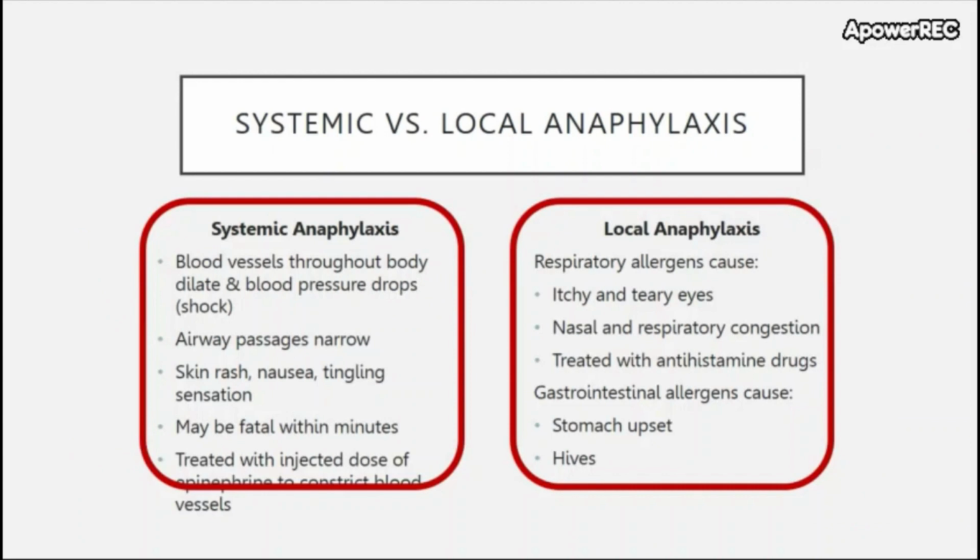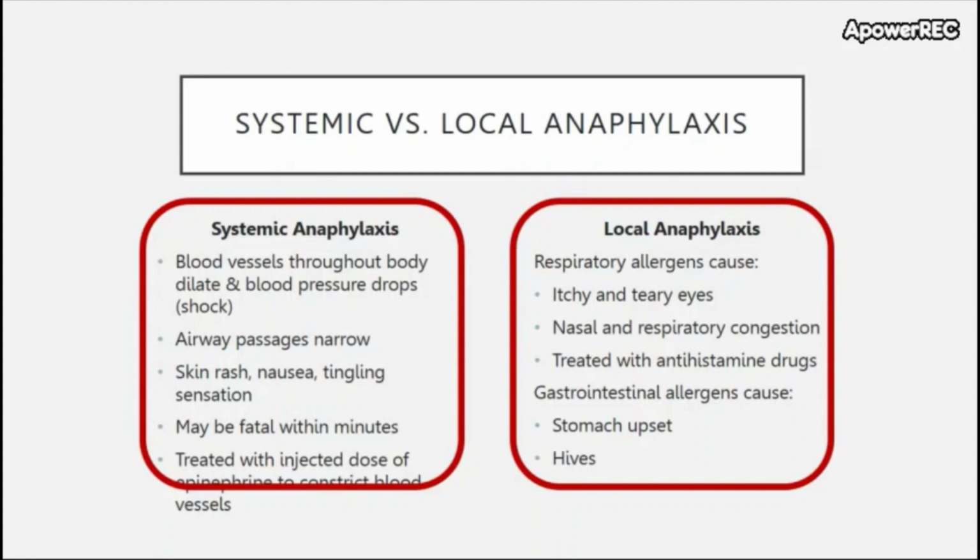So there are two different types of anaphylaxis. There's a systemic anaphylaxis and a local anaphylaxis. Systemic anaphylaxis can occur through different parts of the body. Blood vessels throughout the body can dilate and blood pressure can drop, leading to shock. Airway passages may narrow. A skin rash, nausea, and a tingling sensation may occur, and it also may be fatal within minutes. It's mostly treated with an injected dose of epinephrine to constrict blood vessels.